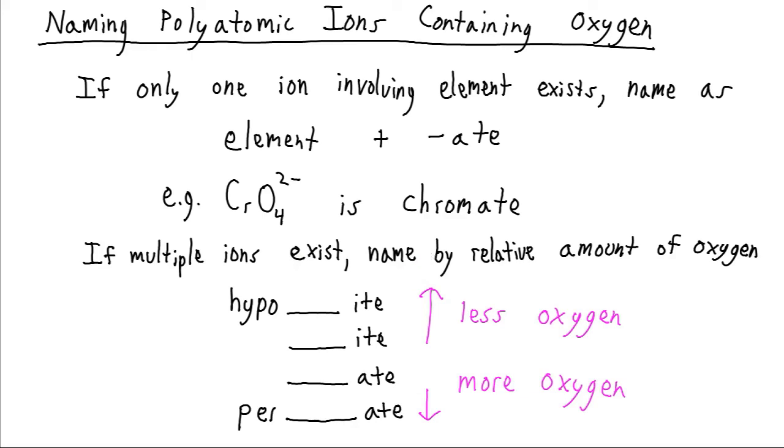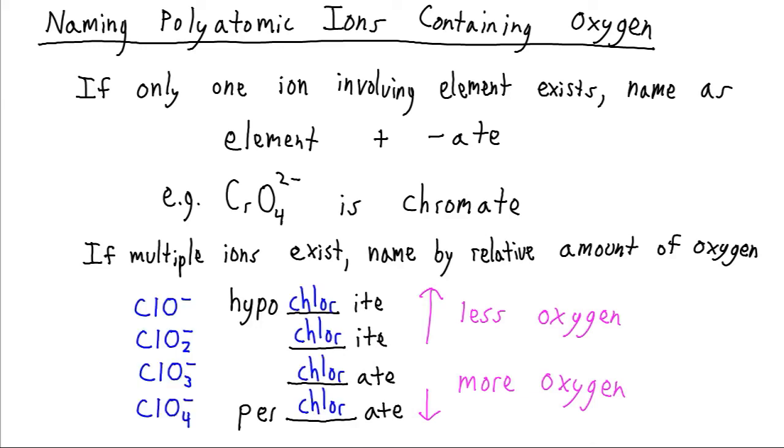If we have a fourth element with an extra, then we will use this per in order to name it. And so this one you might have to look up. You might have to know which the ate version is. But once you know what the ate version is, then you can know any of these other versions.